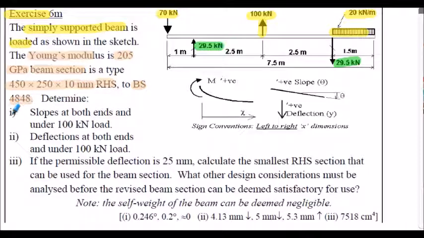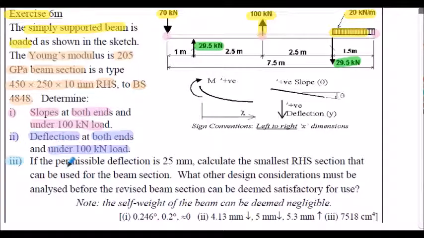We're asked to determine, part 1, the slopes or the gradients at both ends and under the 100 kilonewton load. So we need to know the slope at the left hand end when x equals 0. We need to know the slope at the right hand end when x equals 7.5 meters, and under the 100 kilonewton load, which is 3.5 meters in from the left hand end. Part 2, we've got to find the deflections again at both ends and under the 100 kilonewton load.